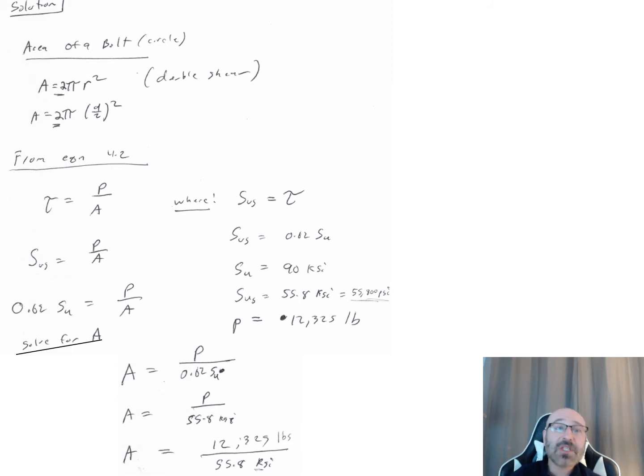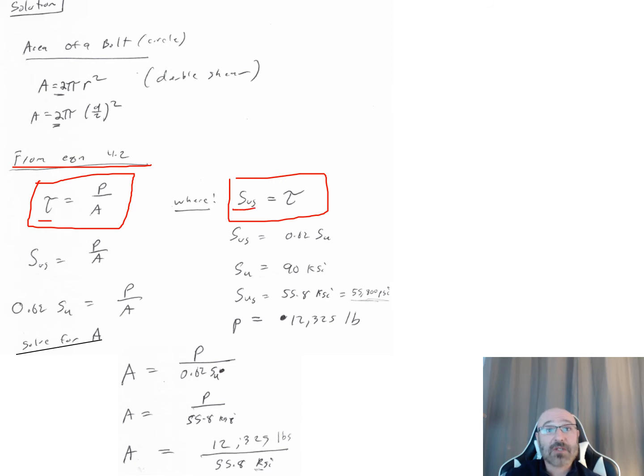Well, we can use the same governing equation we did before, equation 4.2, where we have our general equation here as tau is equal to P over A. So our shear stress is equal to our load over area, where, again, for our case here, our shear stress is going to be equal to our SUS right there. So tau is equal to SUS.